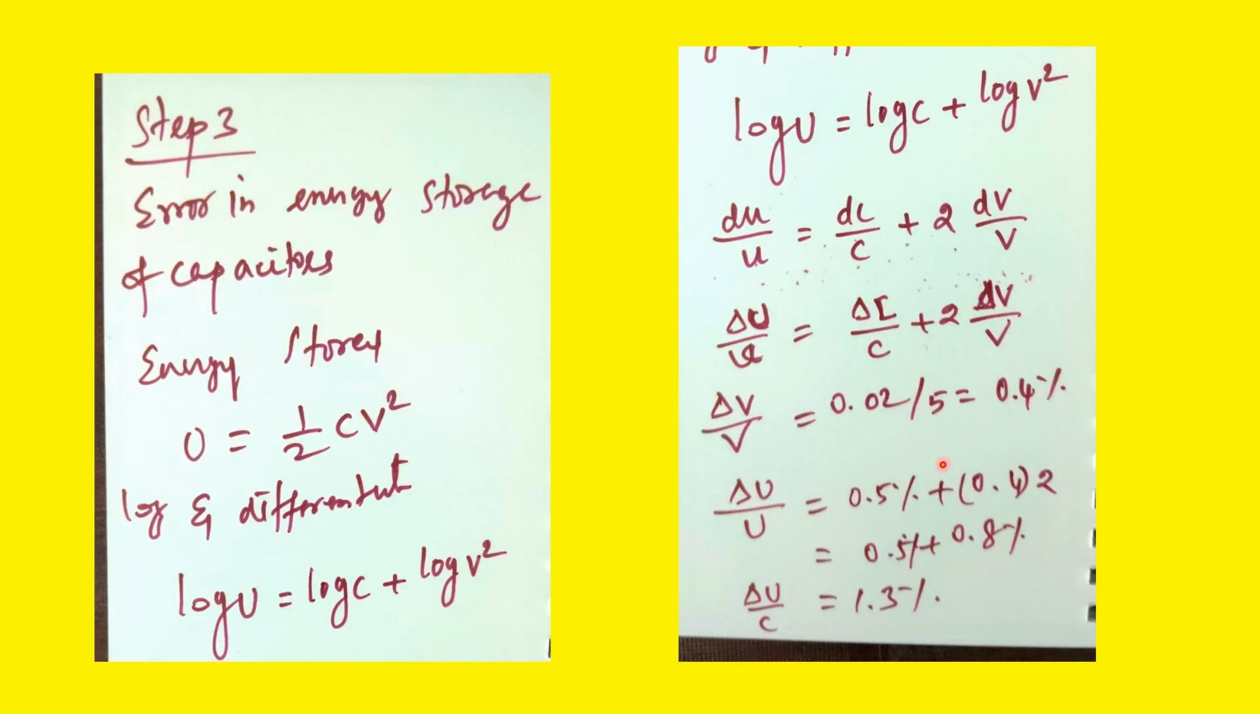So that is, we calculated delta C by C is equal to 0.5 percentage plus 0.4 percentage into 2. That means in this equation we have to substitute this value. So therefore 0.5 percentage plus 0.8 percentage becomes delta U by U is equal to 1.3 percentage. That means the error in the energy storage of the capacitor is 1.3 percentage.